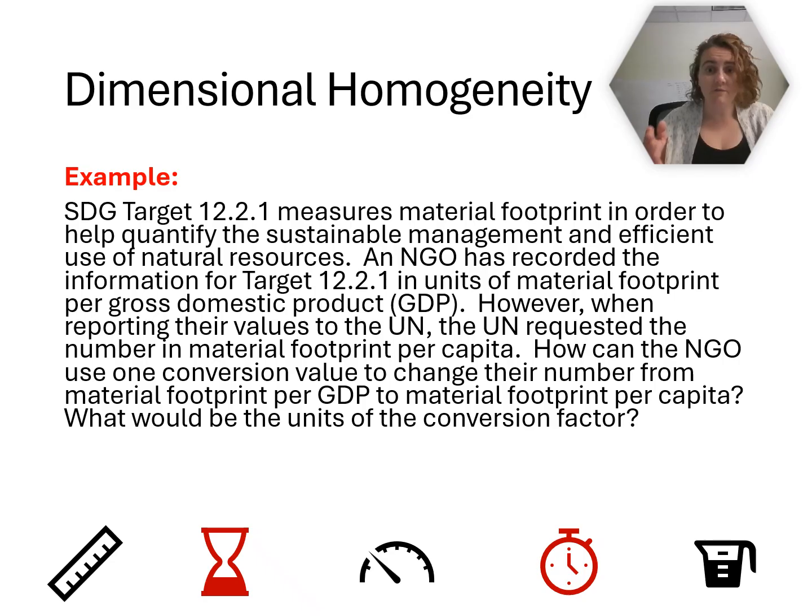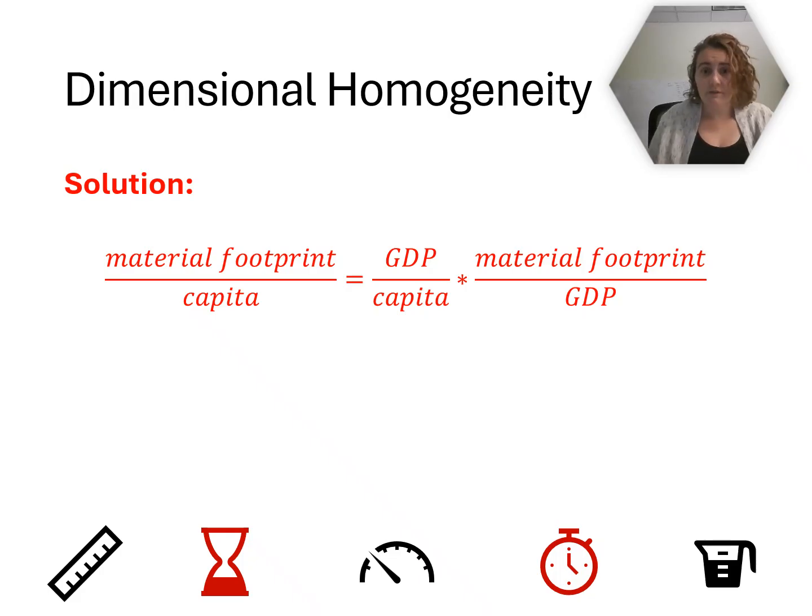How do we change from material footprint per GDP to material footprint per capita? What would be the units of the conversion factor? Again, take a pause and see if you can solve this by yourself. The solution is that if we want things in terms of material footprint per capita, but we have material footprint per GDP, we need to multiply the number that we currently have by GDP per capita in order to get the number that the UN is interested in.